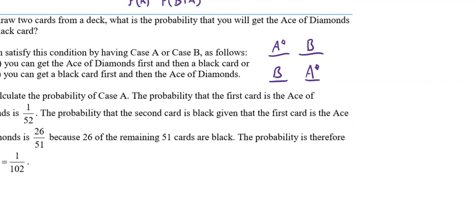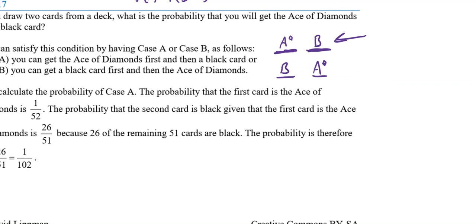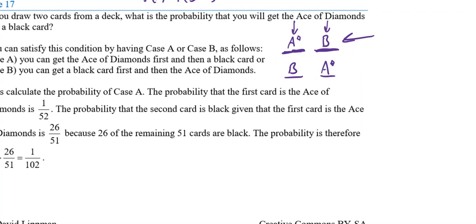So if the question had said, what's the probability of pulling out an ace of diamonds and then pulling out a black card, then all I would do is figure out, like we did in the example above, the probability of the ace and then the probability of the black card given the ace, just changing that up after I pulled the ace out. But the wording of this question is, what's the probability that you will get the ace of diamonds and a black card? That implies that either of these 2 things could happen.